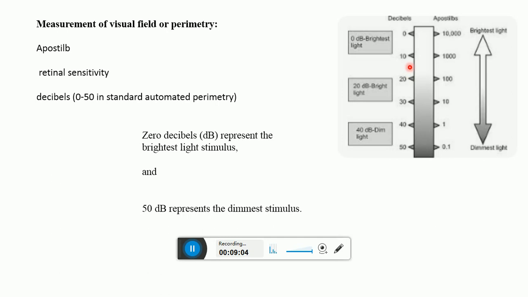In other words, the lower the decibel value, the lower the sensitivity. The higher the decibel value, the higher the sensitivity.